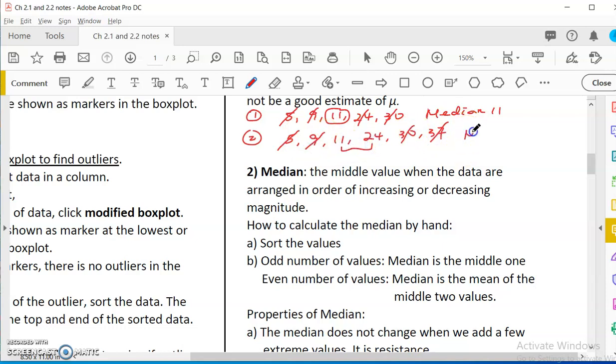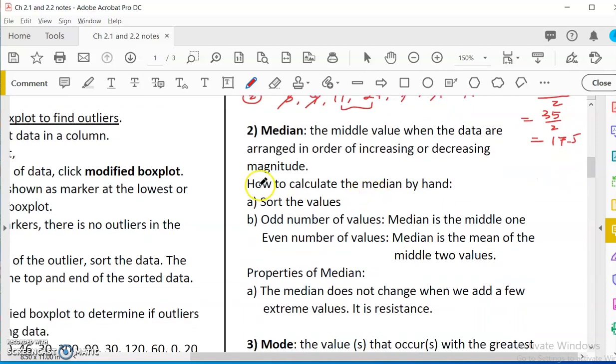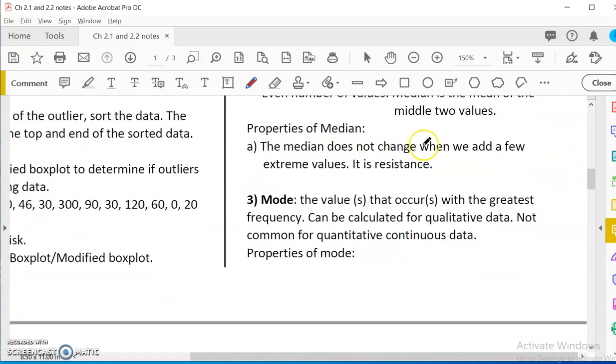So what is the median? The median is the mean of the 2 numbers. It's not the 2 numbers. You cannot have 2 medians. So you add them and divide by 2. In this case, 35 divided by 2 is 17.5. Okay, so that's how you calculate median. You can see that it is not as easy. You cannot just use a calculator, but some kind of logic is involved.